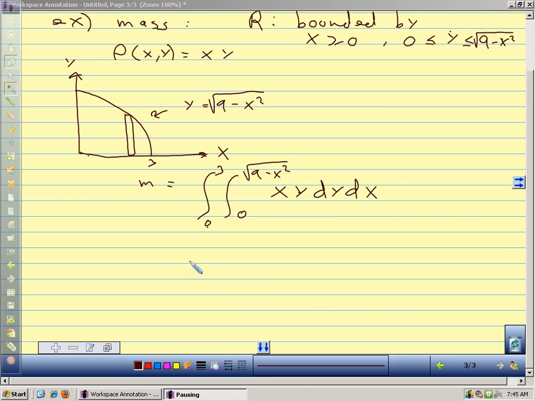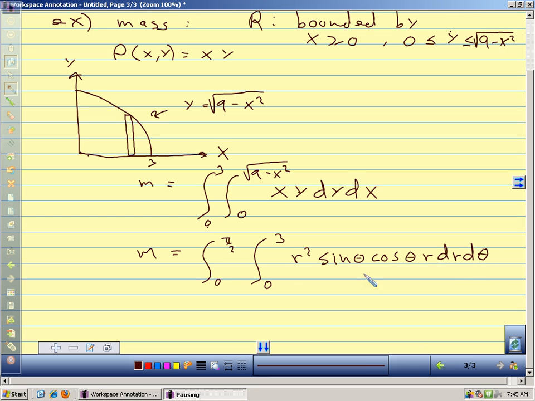For polar coordinates, our mass would be the integral, theta varies from what? 0 to pi over 2. r equals 0 to 3. x times y is r squared sine theta cosine theta. r dr d theta.